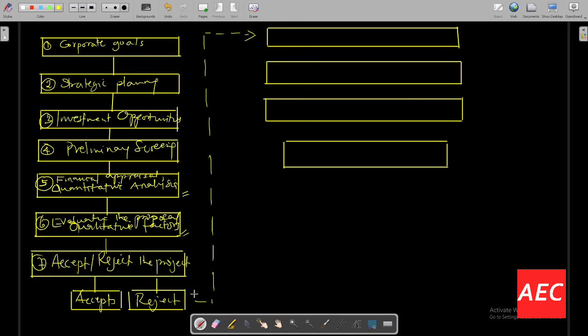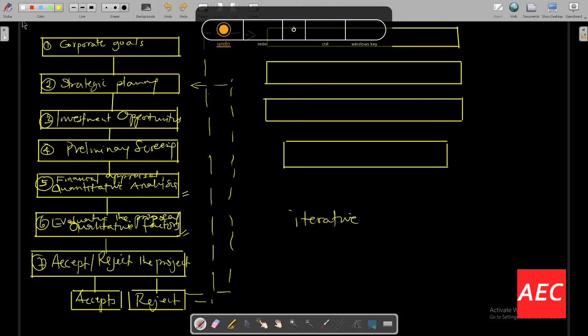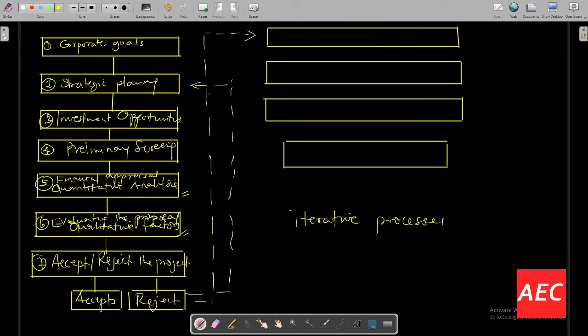If the company rejects the proposed project, then something will happen. The company will need to go back to the strategic planning process, assess the project again following the processes, and get back to whether it will still accept the project or not. So the capital budgeting process is an iterative process. It's not a straight jacket process. It can move back and forth. Hope you understand.